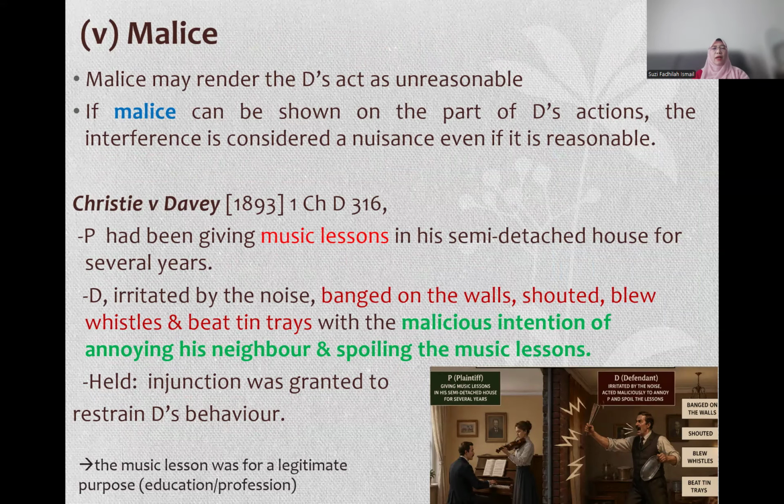The last factor that the court will consider is malice, or malicious, meaning ill intention or bad intention. Malice may render the defendant's act unreasonable. We will see, when the defendant did his act, whether it was with malice or not. There must be ill or bad intention. So if malice can be proved on the part of the defendant's action, the interference is considered a nuisance, even though it might be reasonable. Why? Because of the presence of malice.